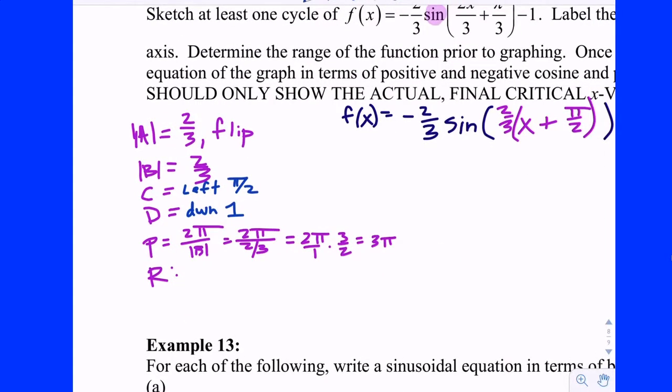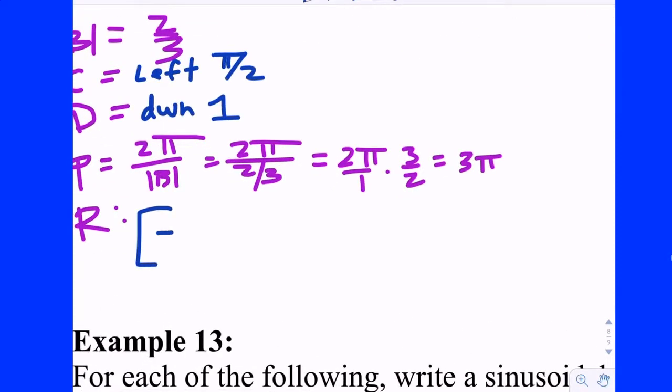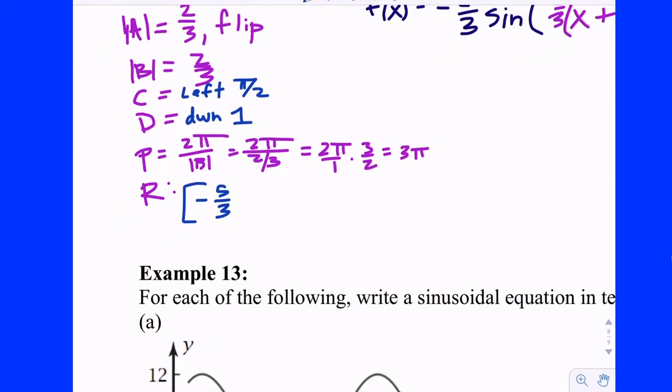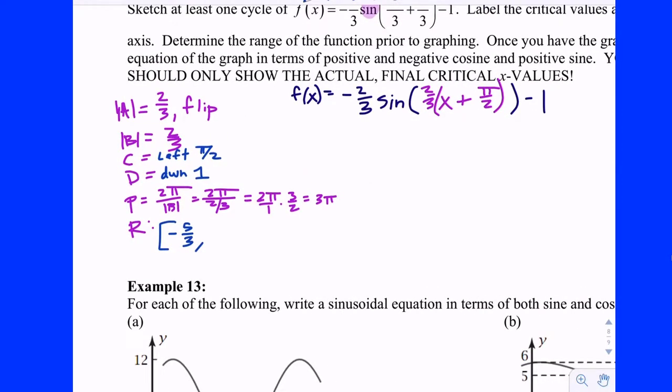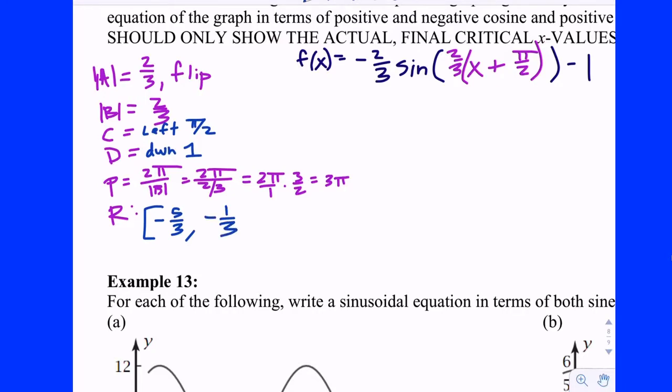Now the range. Remember, the range helps us sketch the graph. The range is going to be your D value, which is -1, minus the amplitude. What's -1 minus 2/3? -5/3? -1 minus 2/3? -1 is the same as -3/3. Minus 2/3 is -5/3. And then -1 go up 2/3. What's -1 plus 2/3? It's -3/3 plus 2/3 is -1/3. Yeah, so we're kind of staying in a small little window just below the x-axis, right?